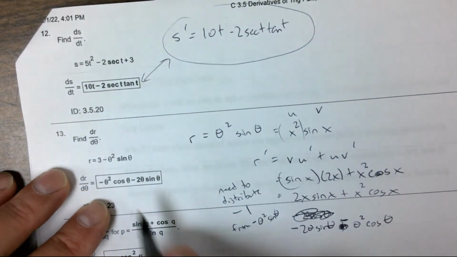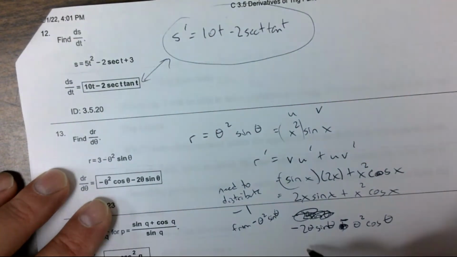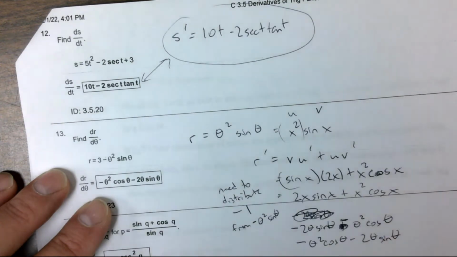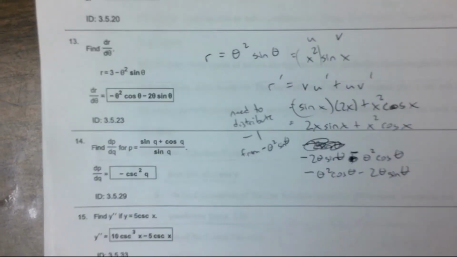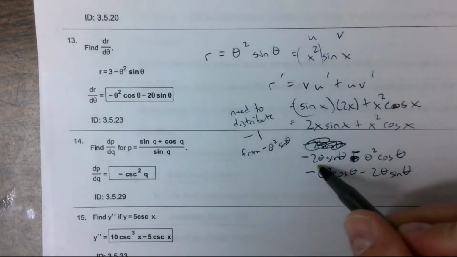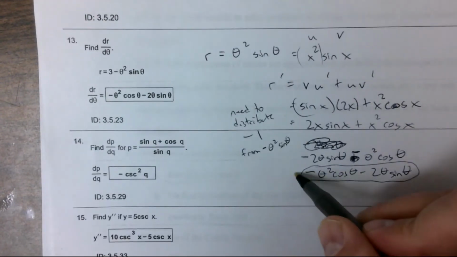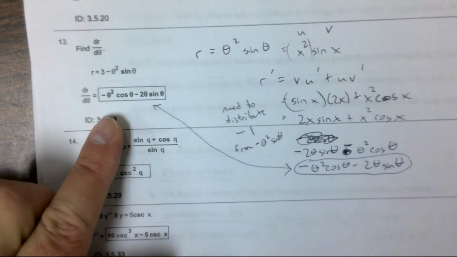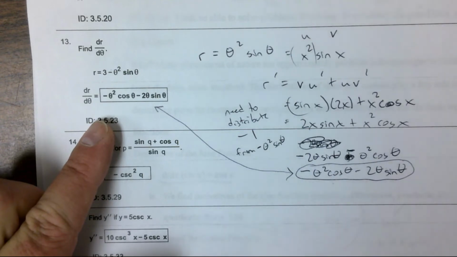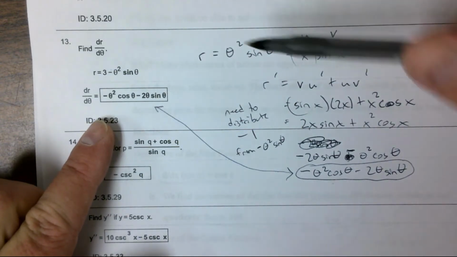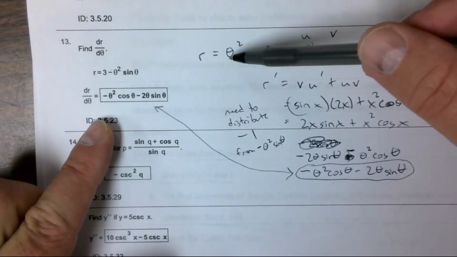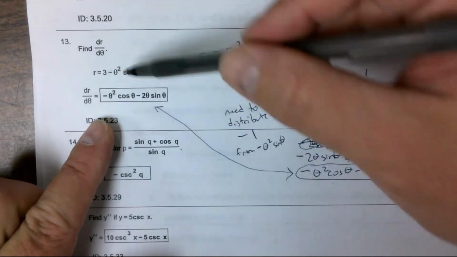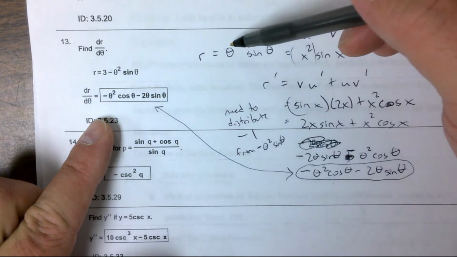And to match that, we need to be in the correct order, where we put the negative theta squared cosine theta and then minus 2 theta sine theta. So that just rearranged the order. Again, it would not count it wrong. I'm just trying to show you that it actually does match perfectly if you take that extra step. So you see, I left off this negative sign because that's a little more confusing.